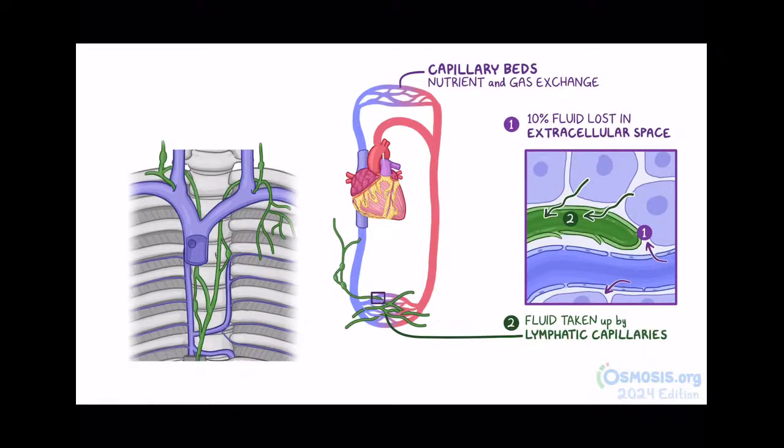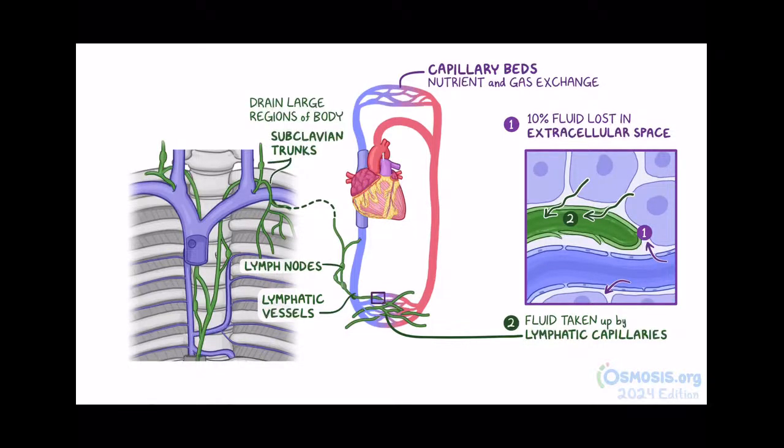Now, the small lymphatic capillaries merge to form the next part of the lymphatic system, called lymphatic vessels. Lymphatic vessels drain lymph through lymph nodes and eventually into lymphatic trunks, which drain large regions of the body, like the subclavian trunks that drain the upper limbs. Finally, lymphatic trunks converge to form two bigger channels called lymphatic ducts, specifically the right lymphatic duct and the thoracic duct.